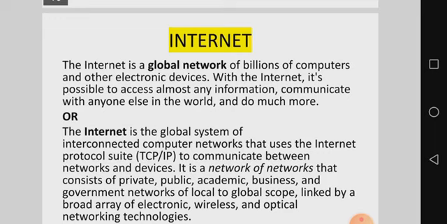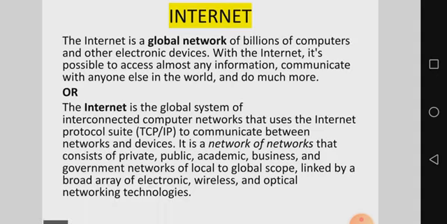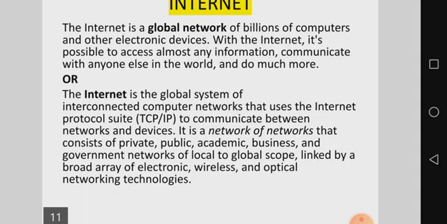The internet is a global network of billions of computers and other electronic devices. So it is a network. What is the area of this network? This is global, meaning the area where the computers or devices are connected together is worldwide. With the help of the internet, it is possible to access almost any information, communicate with anyone else in the world, and do much more. This definition I have copied from Wikipedia.